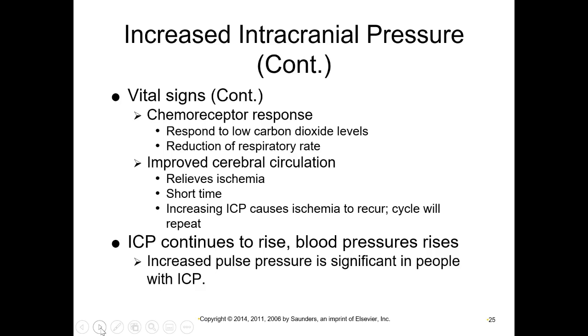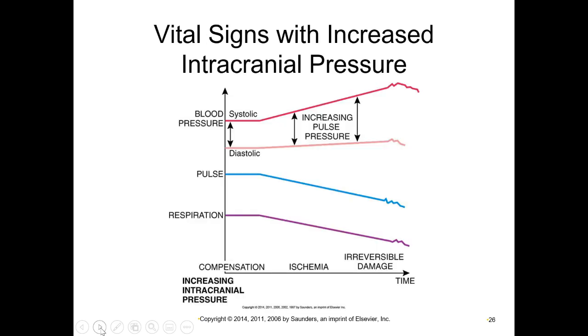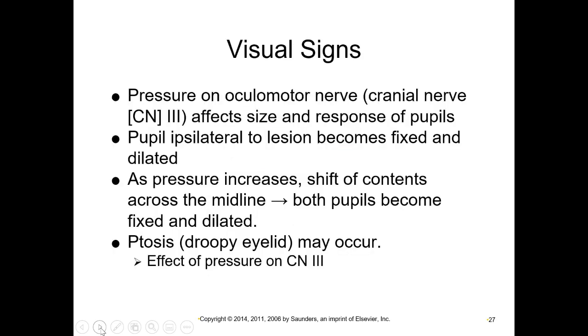Improved cerebral circulation will relieve the ischemia, usually for a short time at least, because we need to know what's causing this. Increasing ICP is going to cause it to come back, and it's going to repeat all over again. So here's a nice little diagram of vital signs with increased intracranial pressure. You can see that they are attempting compensation and finally get to the point of irreversible damage. You see the increasing pulse pressure there between the systolic and the diastolic blood pressure.